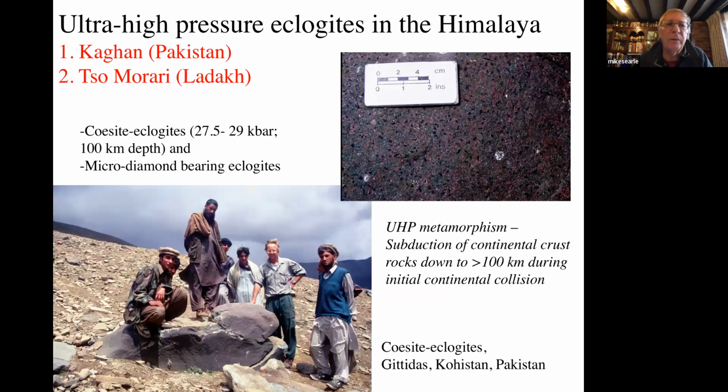The first effects of the continental collision occur in two zones of high-pressure metamorphic rocks that we see. One is in North Pakistan in the Kaghan Valley, and the other is in northeastern Ladakh around Tso Morari. And these are ultra-high pressure eclogites. Eclogites are high-pressure rocks composed of garnet and omphacite with indicative high-pressure minerals like coesite, which is the high-pressure polymorph of quartz. And even microdiamonds have been found as tiny little inclusions in these rocks.